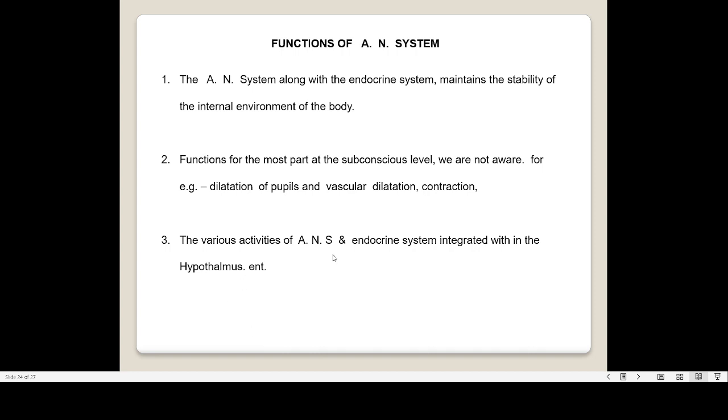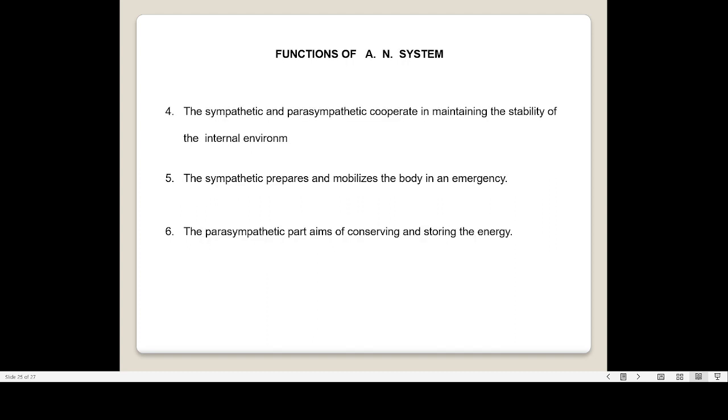The various activities of the autonomic nervous system and endocrine system are integrated within the hypothalamus. That is the point. The sympathetic and parasympathetic cooperate in maintaining the stability of the internal environment. There is a coordination between them. The sympathetic prepares and mobilizes the body in an emergency. The parasympathetic part aims at conserving and storing energy.